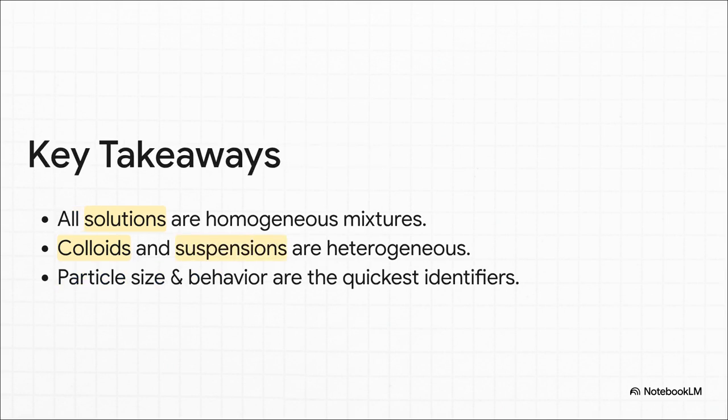So, let's wrap this up with the most important points to remember. 1. All solutions are truly uniform, they're homogeneous. 2. Colloids and suspensions are not, they're heterogeneous, even when a colloid tries to trick your eyes. And 3. The fastest way to tell them all apart is to think about particle size, because that determines if they scatter light or settle over time.